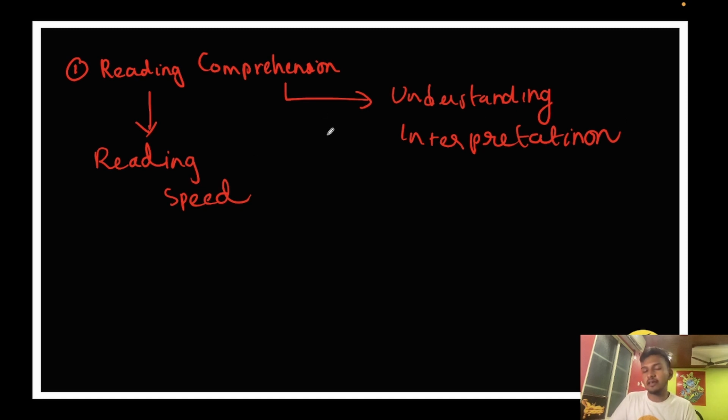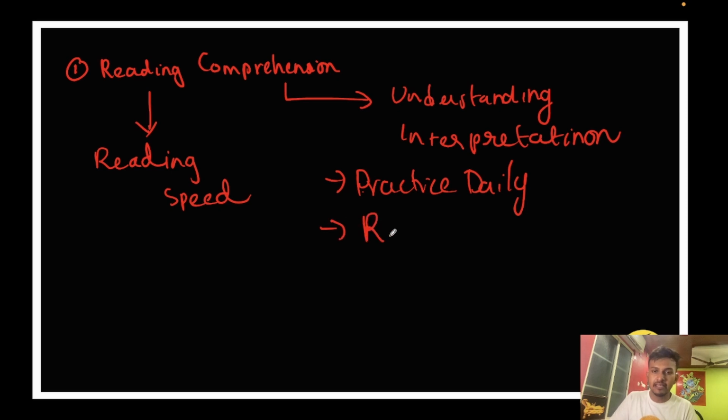So what do you have to do for this? You might be weak, you might be strong, but pro tip number 1 is never underestimate reading comprehension. Even if your verbal is super perfect, practice daily. Along with daily practice, you need to read around 30 minutes daily. You have to give it 30 minutes. You need to read comprehensions. You need to understand, you need to interpret.